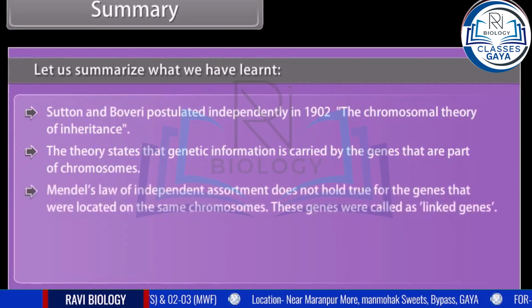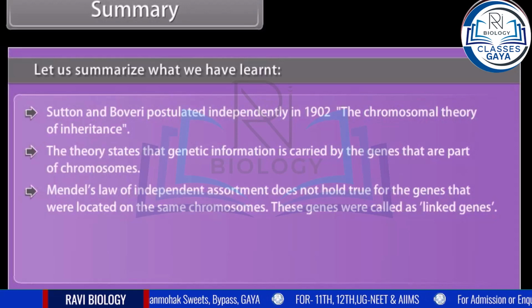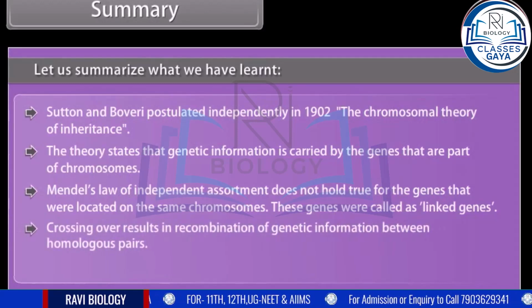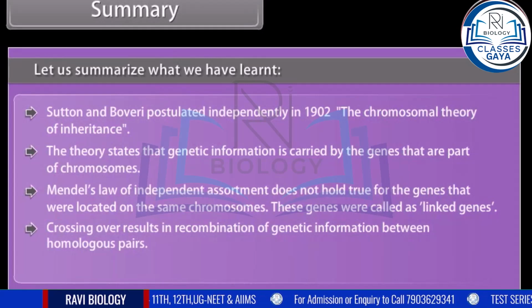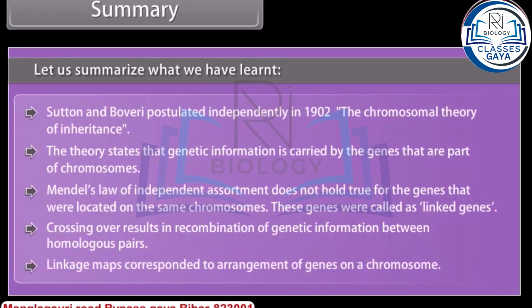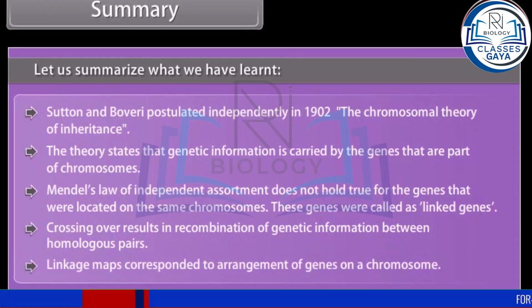Mendel's law of independent assortment does not hold true for the genes that are located on the same chromosome. These genes are called linked genes. Crossing over results in recombination of genetic information between homologous pairs. Linkage maps correspond to the arrangement of genes on a chromosome.